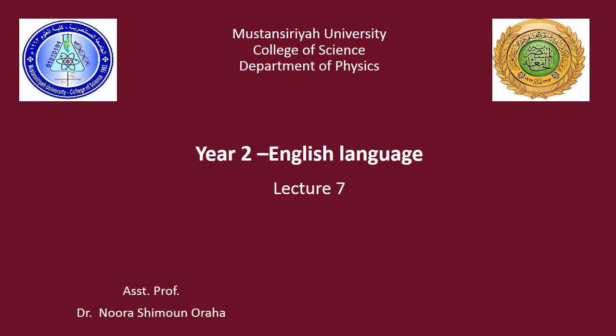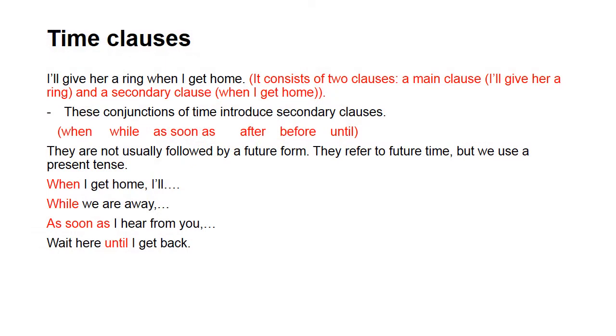Today is lecture 7 of English language, and in this lecture, in the beginning, we talk about time clauses. Look at this sentence: I will give her a ring when I get home. This sentence consists of two clauses: a main clause, which is I will give her a ring, and a secondary clause, which is when I get home.